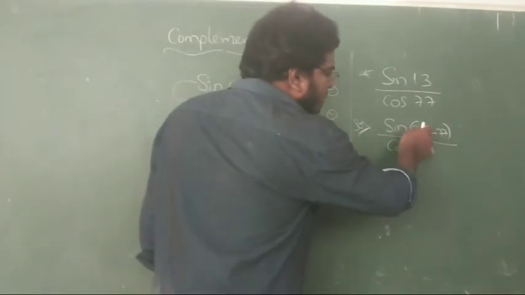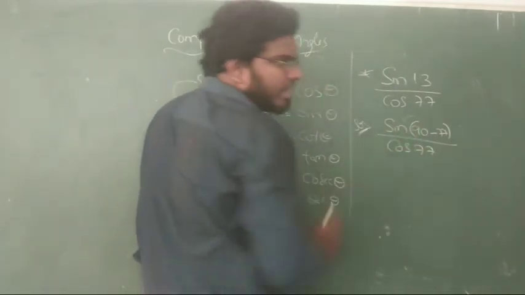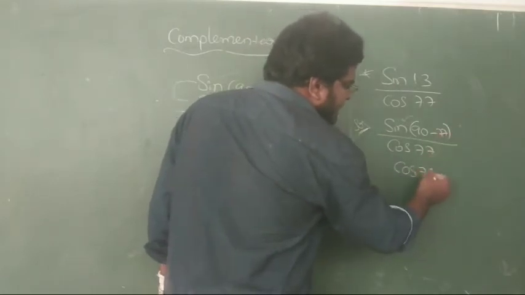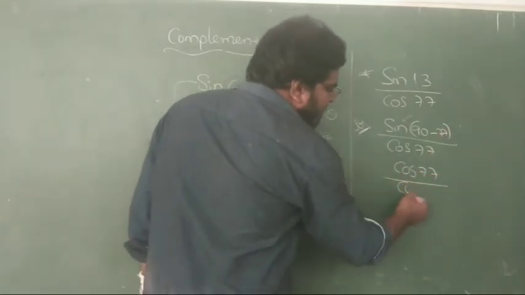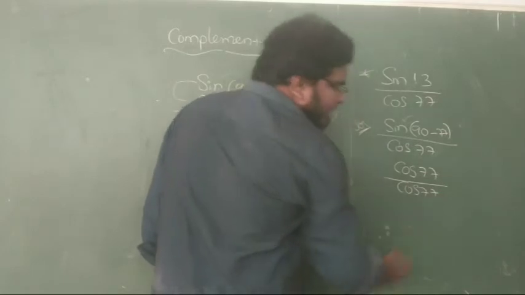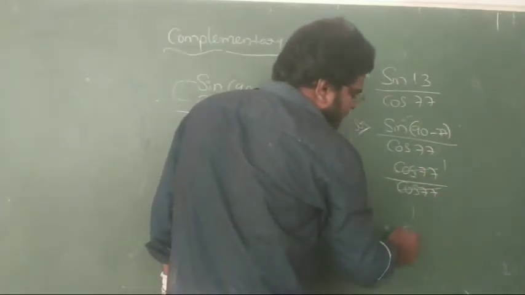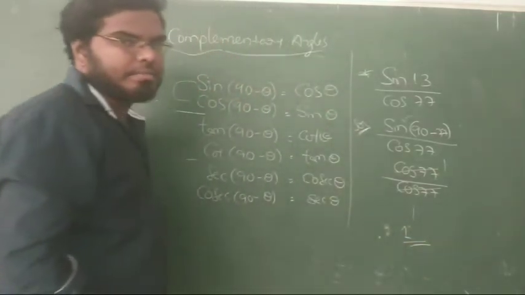Now according to the complementary, when sine observes this 90, it becomes cos theta. Instead of theta it is 77. Then the denominator is also cos 77. Cos 77 by cos 77, then 1 by 1 means 1.